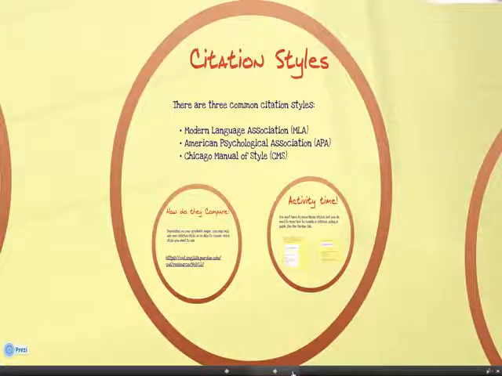All right, so then we're going to move on to citation styles. As graduate students, as you've done undergrad, you're probably familiar with MLA in your English classes, and maybe Chicago. So when you get to graduate school, a lot of what you'll be using is APA. There are other citation styles, but these are the three main ones.